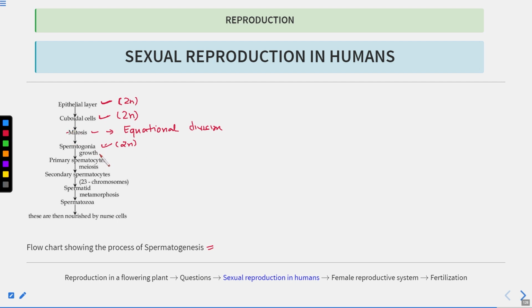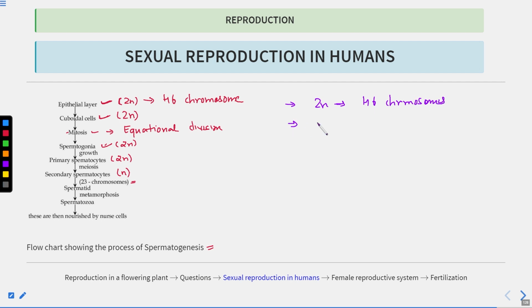Then spermatogonia grow and form the primary spermatocytes. These primary spermatocytes are also diploid. Then the primary spermatocytes undergo meiosis to form the secondary spermatocytes. The secondary spermatocyte will be haploid, meaning they contain 23 chromosomes. All these epithelial layer cells, which are germinal cells, contain 46 chromosomes. Okay. So if we are talking about humans, the diploid cell will contain 46 chromosomes.